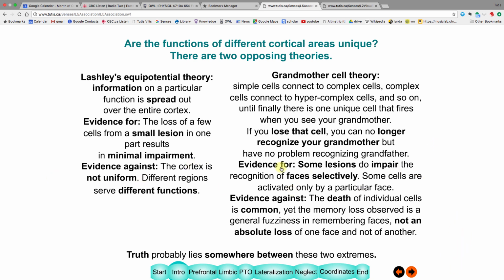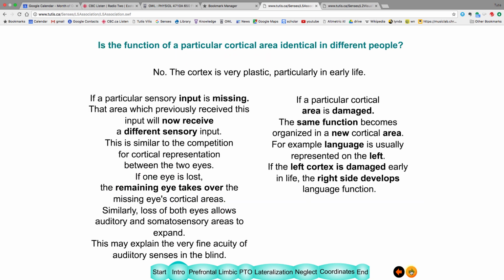So probably the truth lies somewhere between these two extremes. That is, it's not a single cell, but it's a group of cells, and one group of cells stores grandma's face, another group of cells stores her voice. So she's spread out all over, as this theory would suggest, but not quite as equipotential as Lashley thought it was.